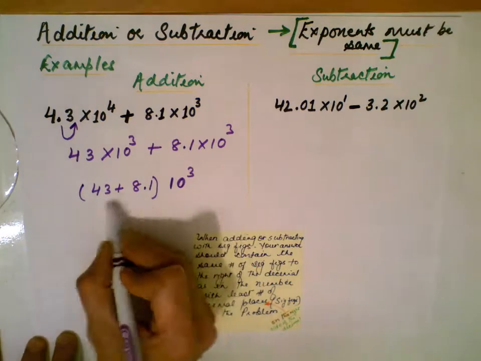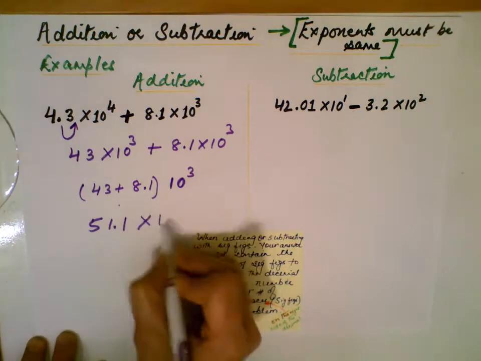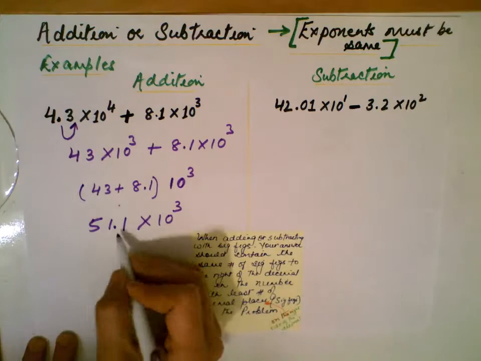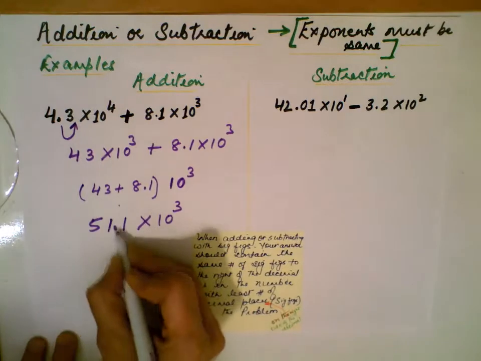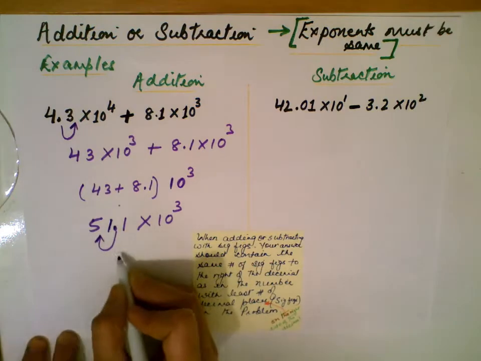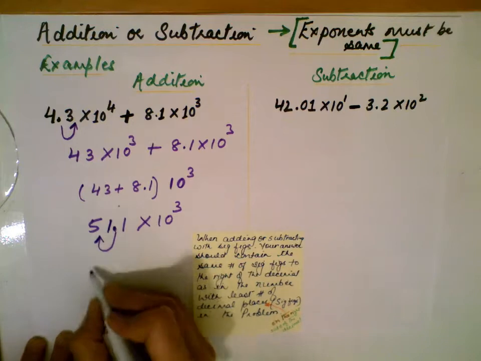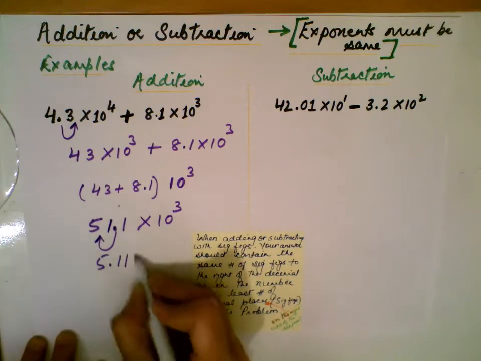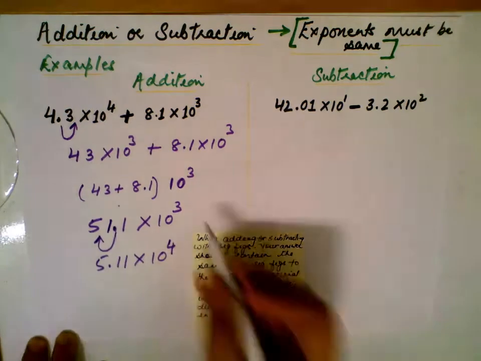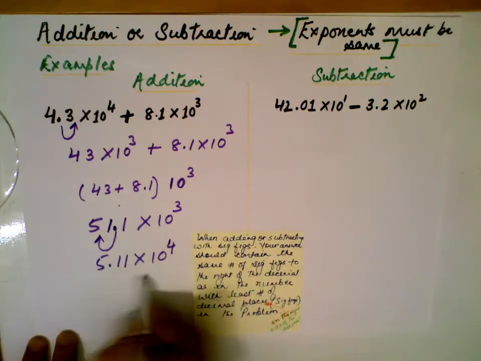Use the calculator. 43 plus 8.1, you're going to get 51.1 times 10 raised to power 3. So first let's fix the scientific notation. This decimal is going to move here. When you move your decimal to the left, you add to the exponent, so it will be 5.11 times 10 to power 4. Since you moved your decimal to the left, you add it to the exponent. So this is correct scientific notation.